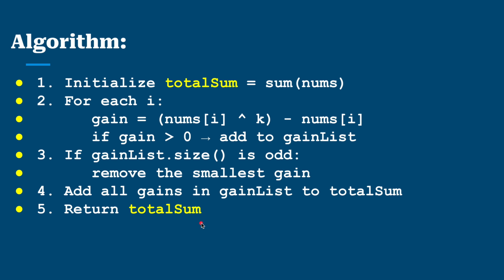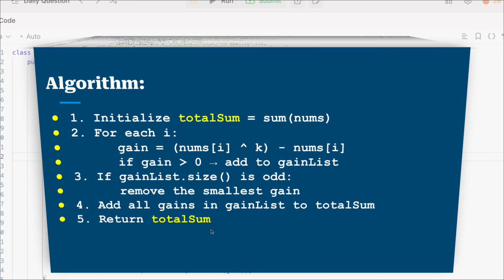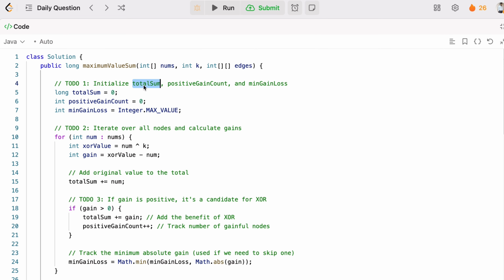Okay, let's go to LeetCode and understand the code step by step. First of all, we'll initialize the total sum, positive gains, and the min gain. As we are given nums, k, and edges, in the first step we will initialize the total sum, positive gain count, and the min gain loss.